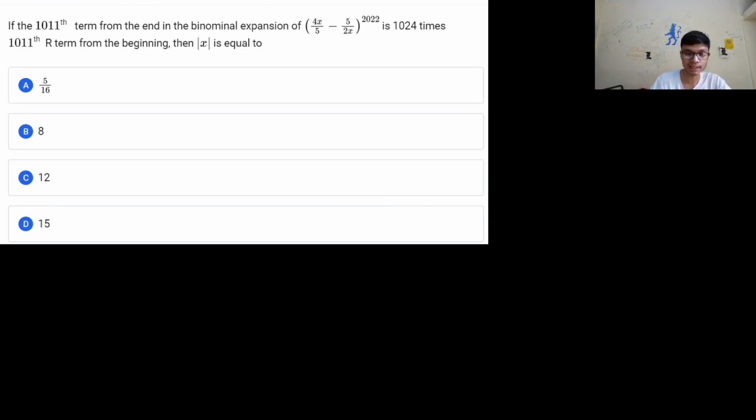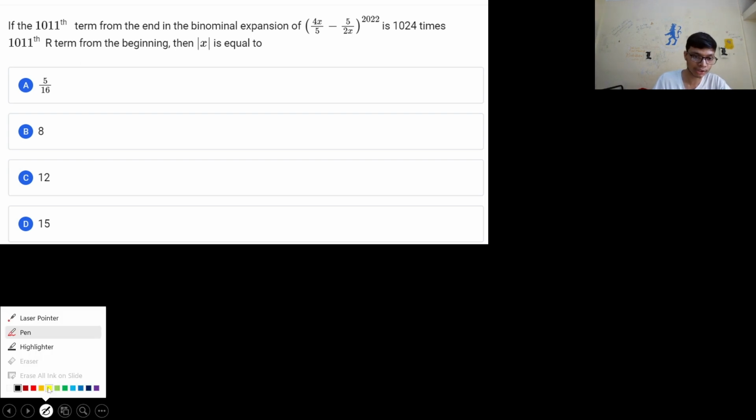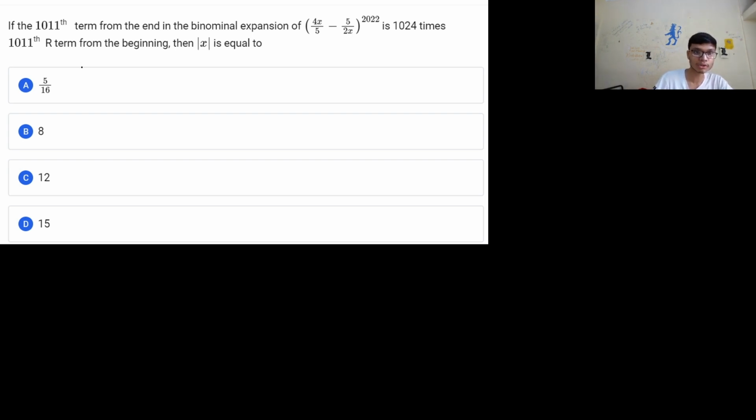The next question is basically again a question from the recapitulation of the previous lecture. Now, this particular question says that we have the binomial expansion of this particular expression, that is 4x minus of 5 by 2x whole cube of 2022, and it says that the 111th term from the end of this particular expansion.